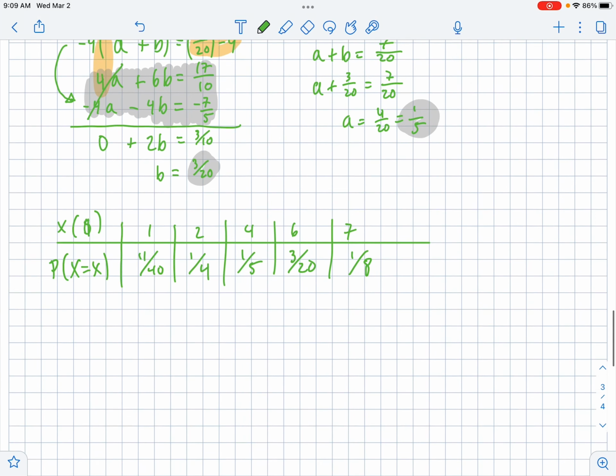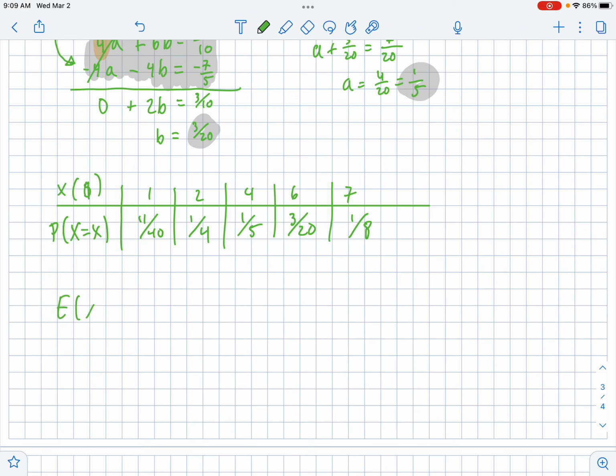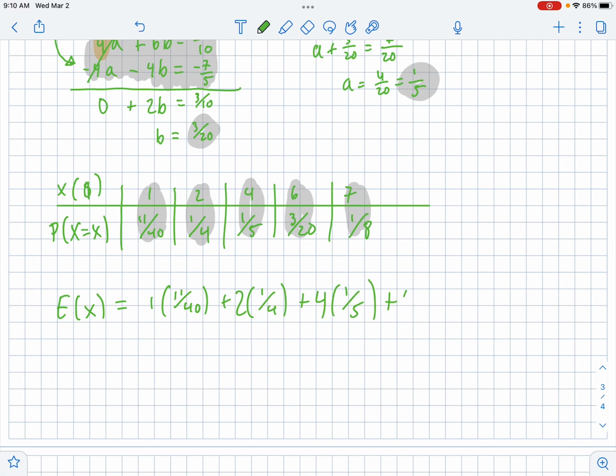From there, we're supposed to find the expected value of all this. So if you take the expected value, remember that's each of these multiplied together and then added together. So it'll be 1 times 11/40ths plus 2 times 1/4 plus 4 times 1/5 plus 6 times 3/20ths plus 7 times 1/8. I believe this is 385.